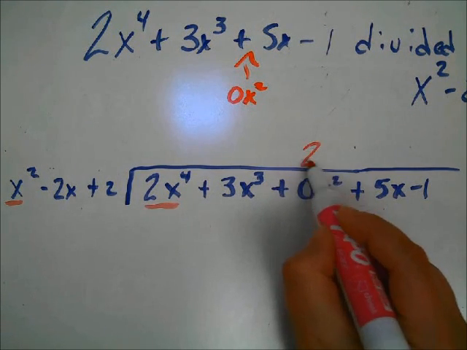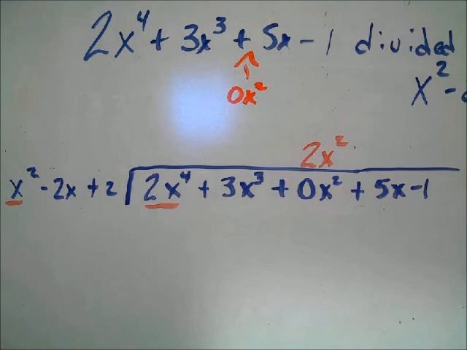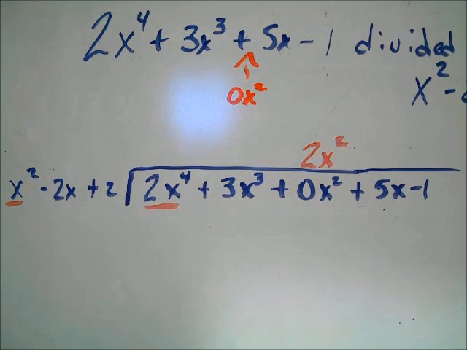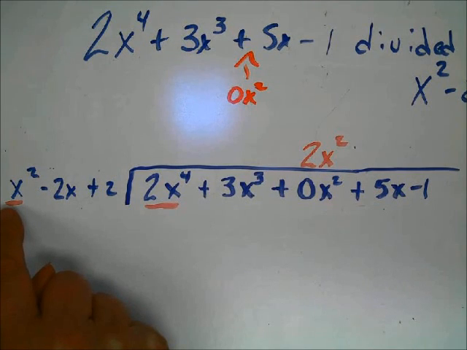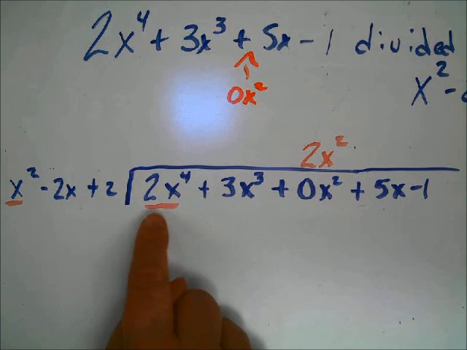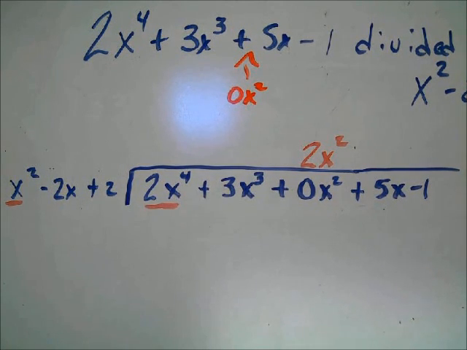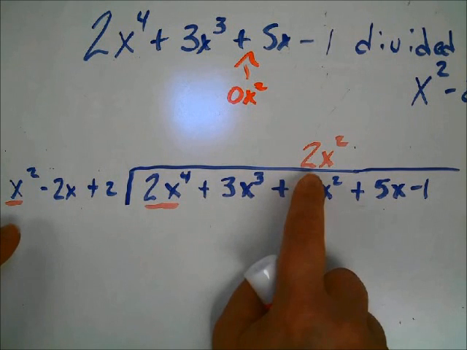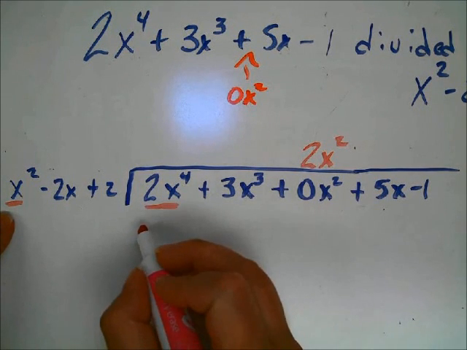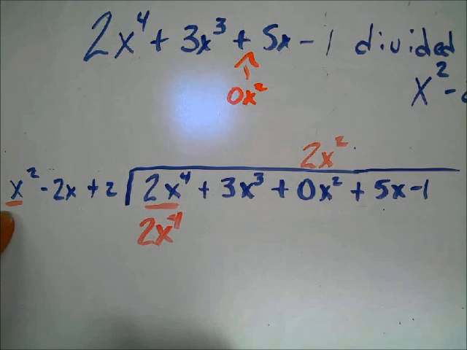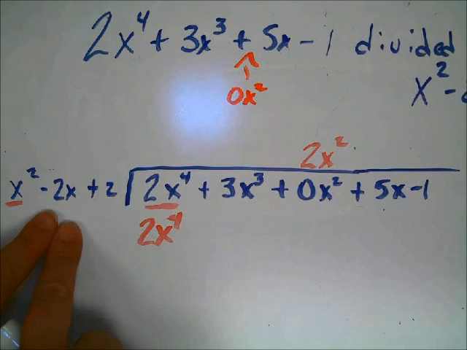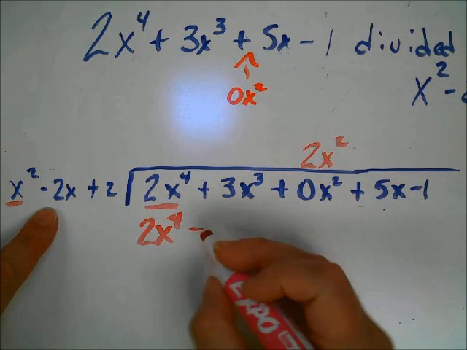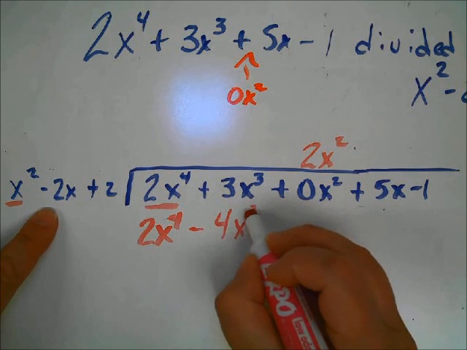Here's why. 2x squared times x squared gives me 2x to the fourth. So I'm going to write that down. 2x squared times x squared is 2x to the fourth. That's good. That's what I want. That's going to cancel out my x to the fourth term. 2x squared times negative 2x gives me minus 4x cubed. 2x squared times 2 gives me plus 4x squared.